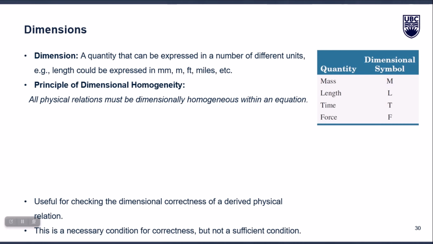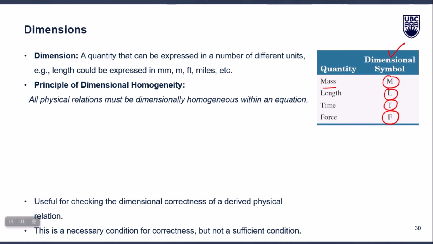We also discussed a concept called dimension of a physical quantity and also the dimensional symbol, right? And we discussed that mass has a dimensional symbol capital M, length has a dimensional symbol capital L, time has capital T, and also force has capital F, right? These dimensional symbols are different than unit symbols, and they are actually describing what that quantity actually is, right?